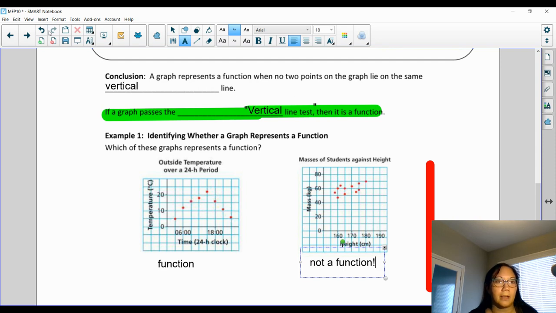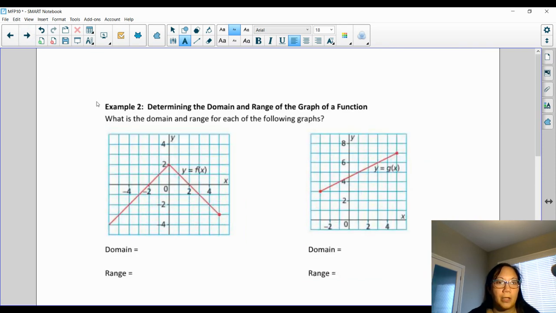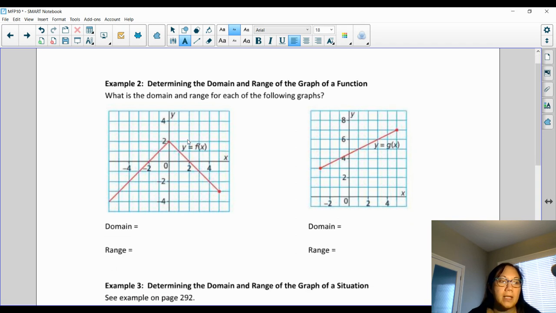Okay, moving on to the next page here. So now we're going to determine the domain and the range of the graphs of functions. So both of these are already known to be functions. They would both pass my vertical line test. And so what I want to do here is show what I mean by domain and range, and then also show how we write that out mathematically.